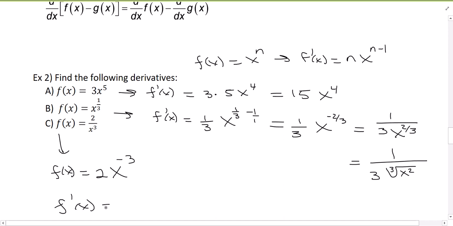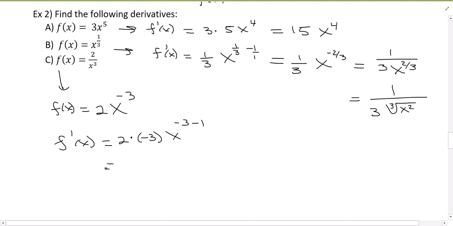And now I can use the general power rule. So bring the exponent down. So it'll be 2 times negative 3 x to the negative 3 minus 1. And so this becomes, what's that, negative 6 x to the negative 4. Again, we don't want negative exponents, so this will be minus 6 over x to the positive 4.